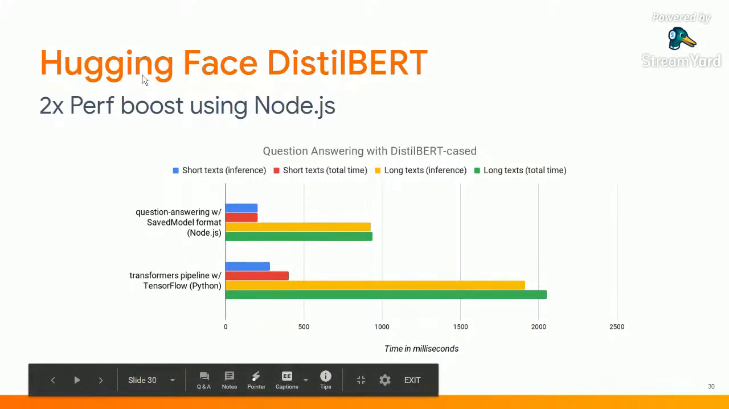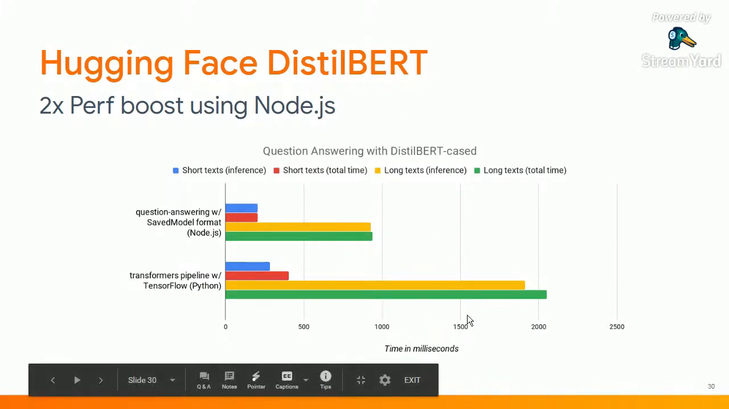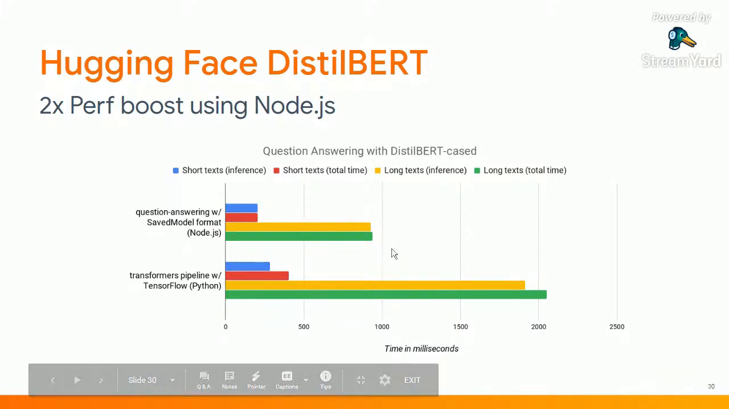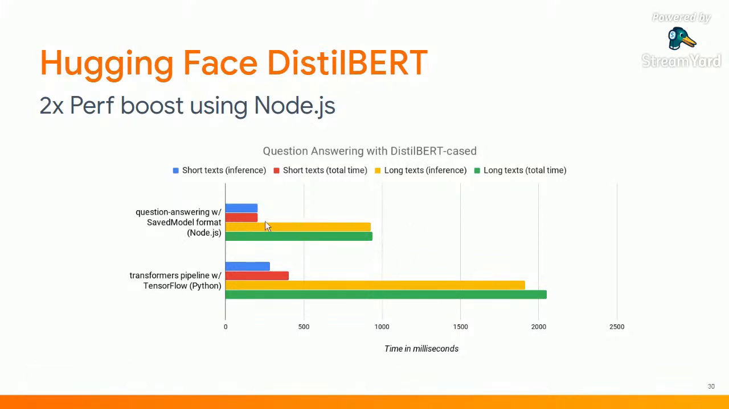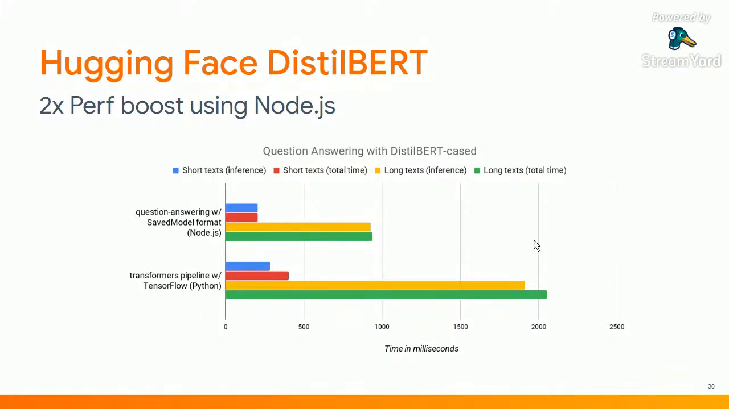In fact, Hugging Face, who are very famous in the machine learning world for natural language processing, for a model known as DistilBERT, which is to do with natural language, just by converting to Node.js, got a 2 times performance increase in speed by writing this in JavaScript in Node.js over the Python equivalent. So very, very powerful, and you can get this speed up for basically free if you're using Node.js.